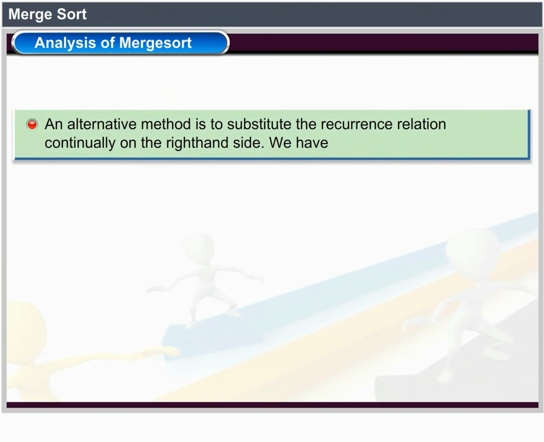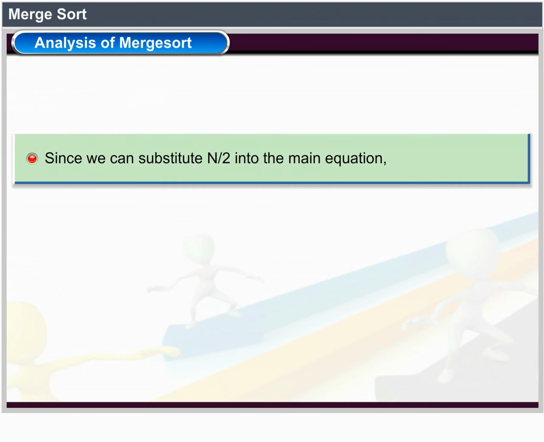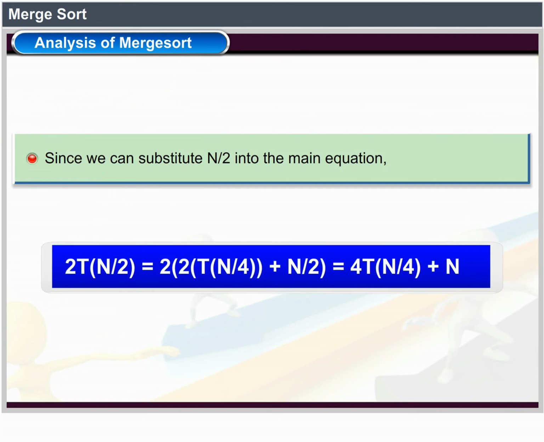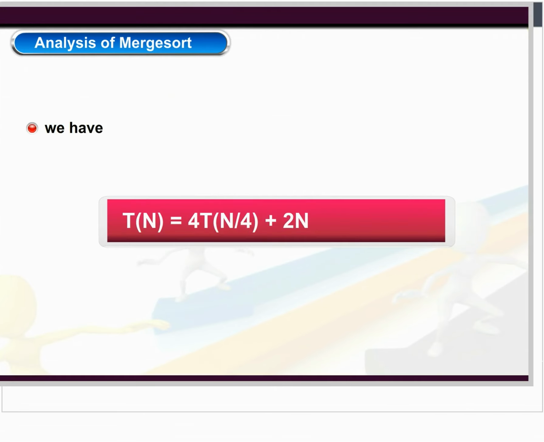An alternative method is to substitute the recurrence relation continually on the right hand side. We have T(n) = 2T(n/2) + n. Since we can substitute n/2 into the main equation, 2T(n/2) = 2(2T(n/4) + n/2) = 4T(n/4) + n. We have T(n) = 4T(n/4) + 2n.